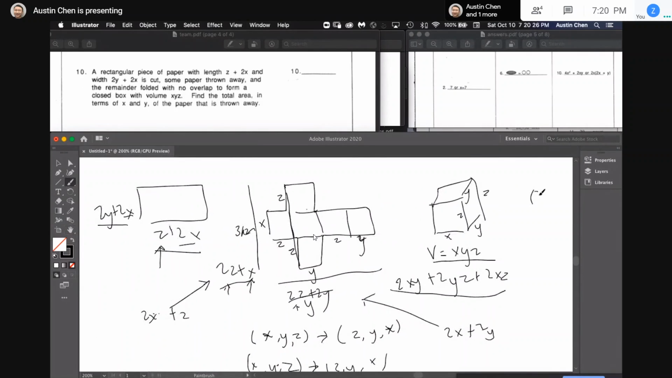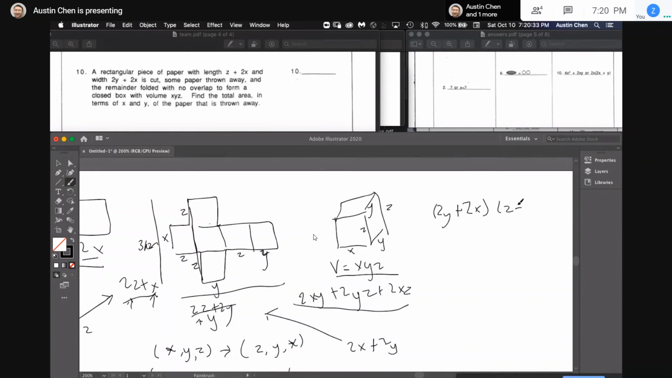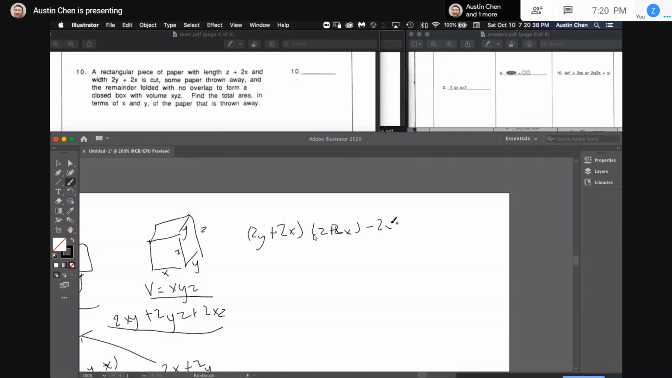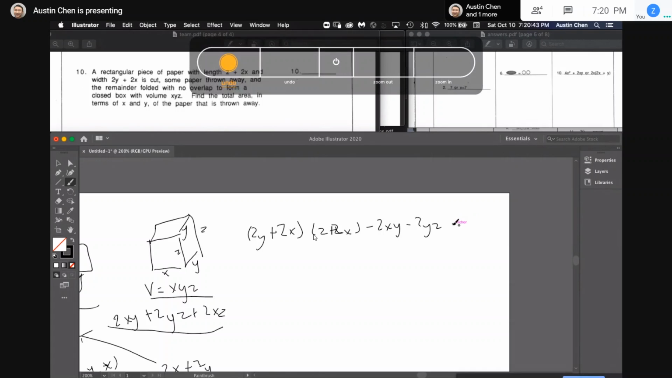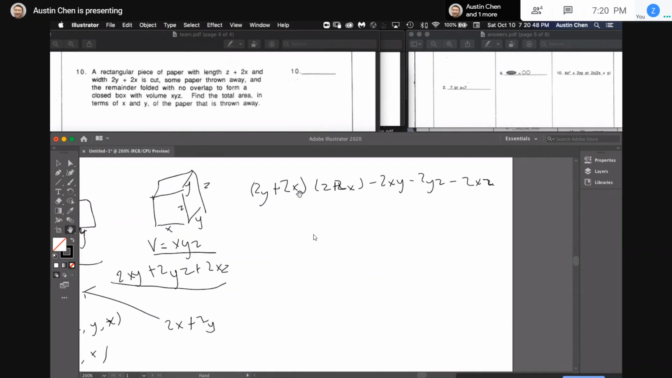So now we just need to solve for that. The area of the rectangle is just going to be its sides multiplied together, which is this. And again, we need to subtract the surface area of the box. Okay, and then we should just FOIL this out. So we have 2yz plus 2xz plus 4yx plus 4x squared. And we still have the other stuff.